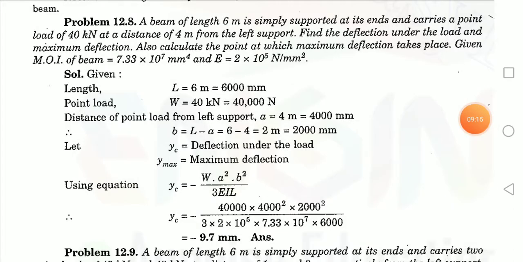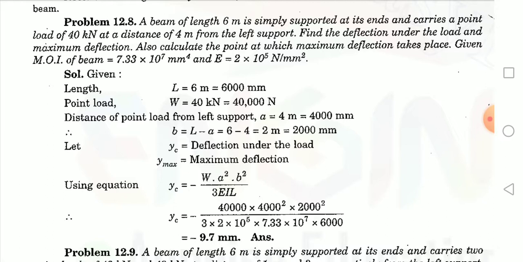A beam of length 6 meter is simply supported at its ends and carries a point load of 40 kilonewton at a distance of 4 meter from the left support. Find the deflection under the load and maximum deflection. Also calculate the point at which maximum deflection takes place. Given moment of inertia of beam equal to 7.33 into 10 power 7 millimeter power 4 and capital E equal to 2 into 10 power 5 Newton per millimeter squared.